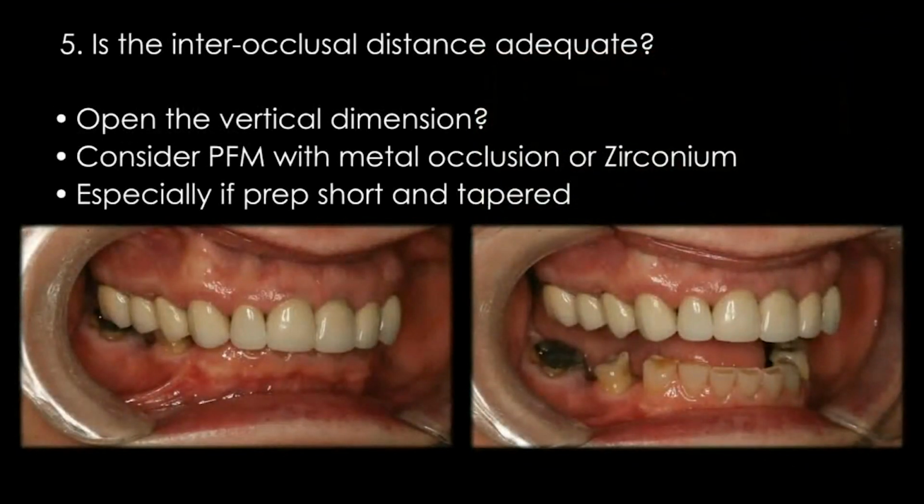And is the interocclusal distance adequate? Do you need to open the vertical in a case? Do you have to use PFMs with metal occlusion or zirconium to be able to fit it in or open the bite? What if the person is a heavy bruxer, especially if the prep is short and tapered? I mean, what are you going to use in that case?